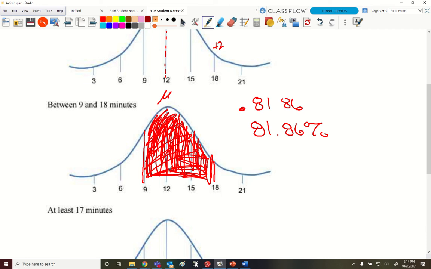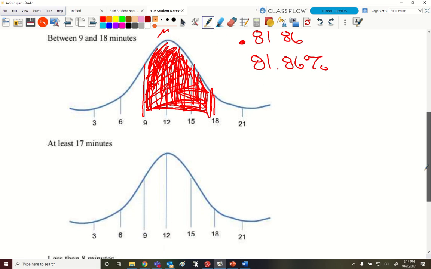81.86. Say it again, loud and clear. 81.86% of people waited between 9 and 18 minutes. Very good, perfect. That's in context of the problem. So the word problem is stating that these people are waiting a certain number of minutes. So he said 81.86% of the people waited between 9 and 18 minutes there. Does that make sense? In context of the problem, I have to read and try to understand what the data is telling me.